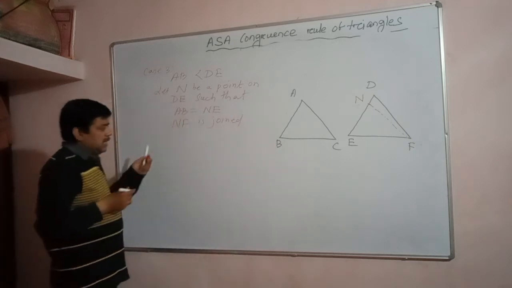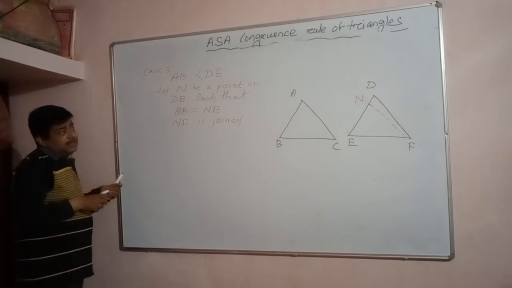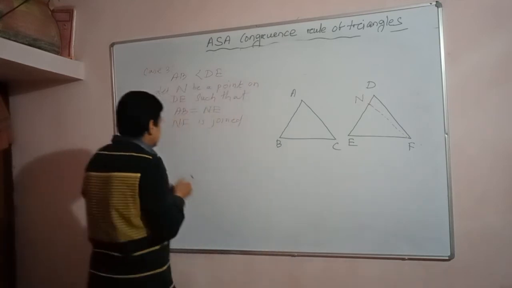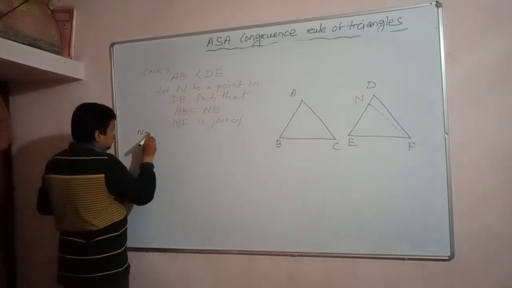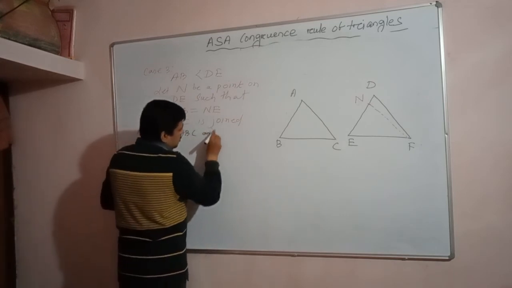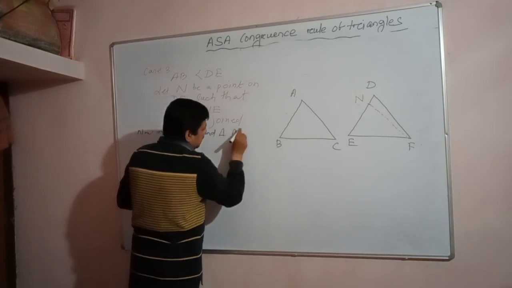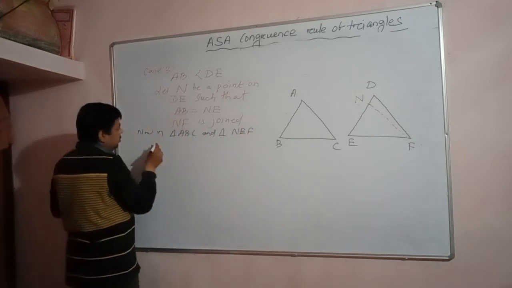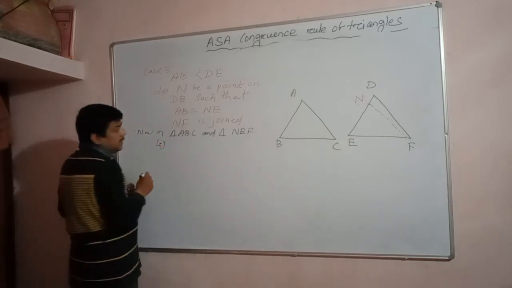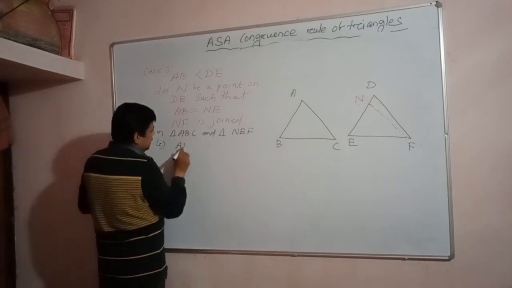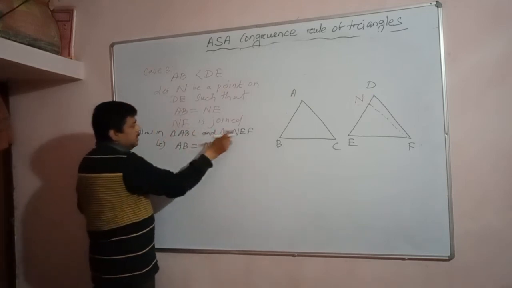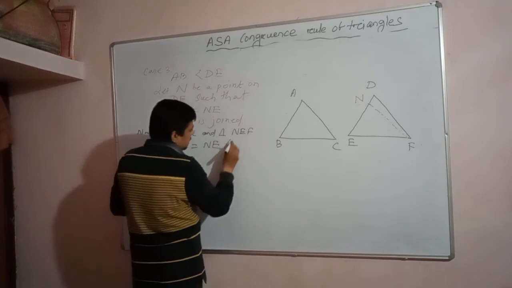Same process as case 2. You can also prove that in triangle ABC and triangle NEF, what are you saying? Number 1, what happened? AB is equal to how much? AB is equal to NE. It is taken, constructed.